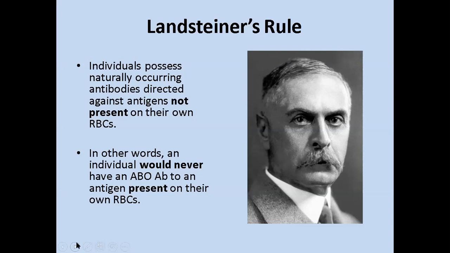So they're naturally occurring, meaning you don't have to have a transfusion or be pregnant with a fetus with different antigens than your own to make these antibodies. They are just naturally occurring. And we have antibodies to the antigens that we lack, okay? So to put this in another way, an individual would never have an ABO antibody to an antigen that is present on their own red blood cells. So if you happen to be type B, you would never have an anti-B in your system because you would be agglutinating your own red blood cells.